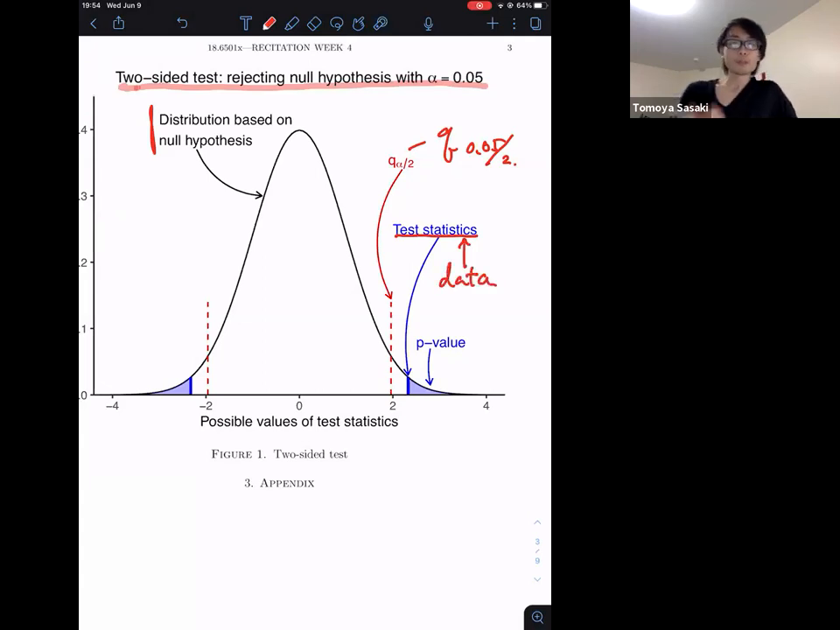We're going to compute some test statistics from the data. This is what we learned in the lecture. In any hypothesis testing, we compute test statistics from data, and then we suppose the null hypothesis is true.